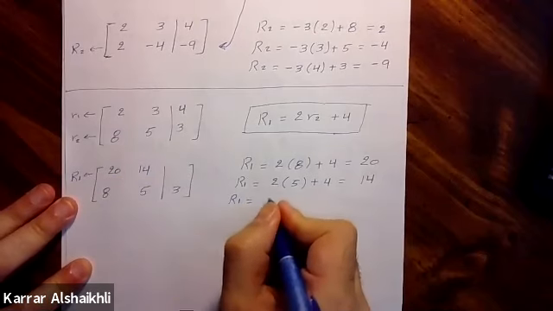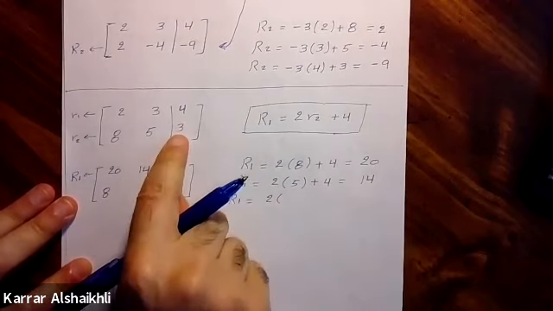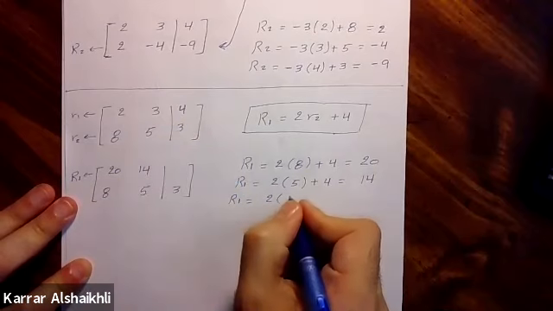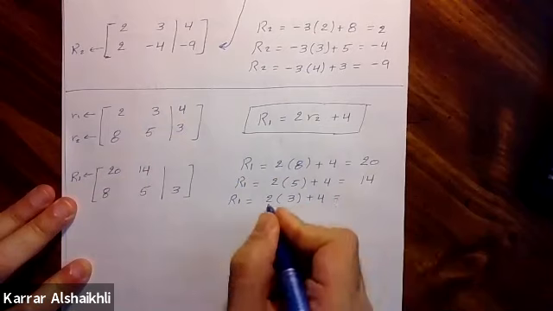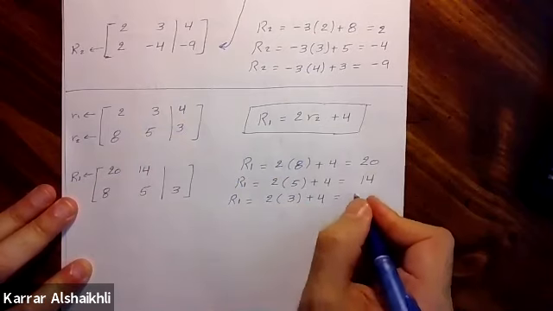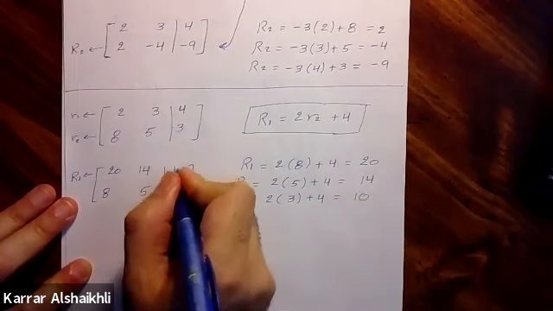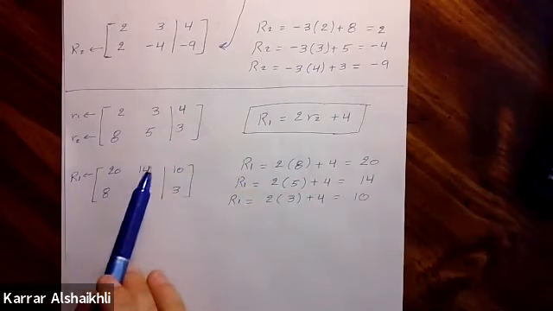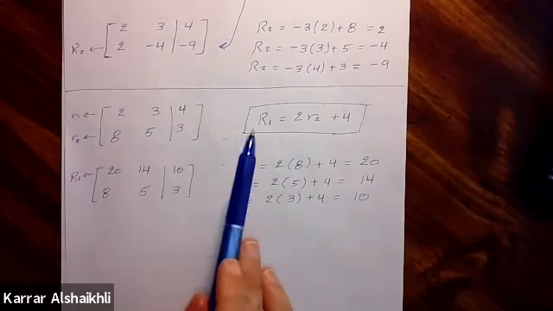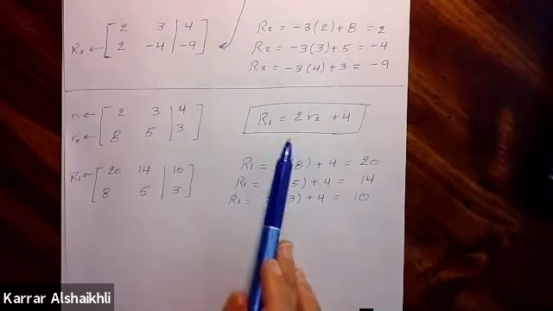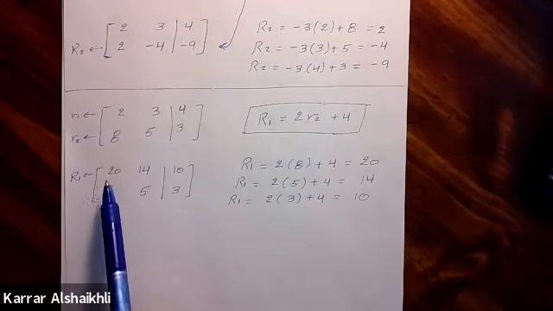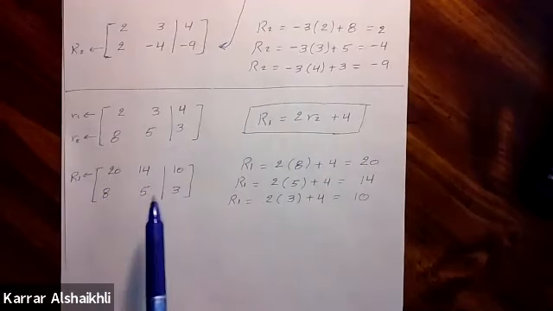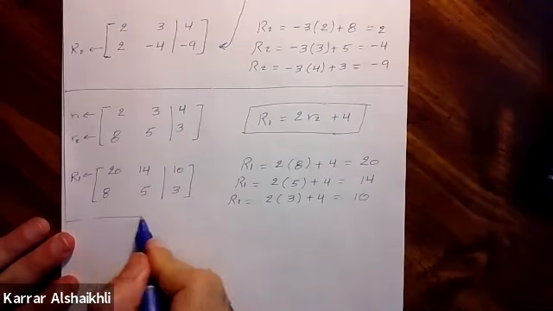R1, the last one, is going to be 2 times 3 plus 4. 2 times 3 is going to be 6. 6 plus 4 is going to be 10. So you see, this is the solution. I got a new R1 by using this rule. So the new matrix is going to be here. Here's the new R1, and here's exactly the same R2. That's it for this example.